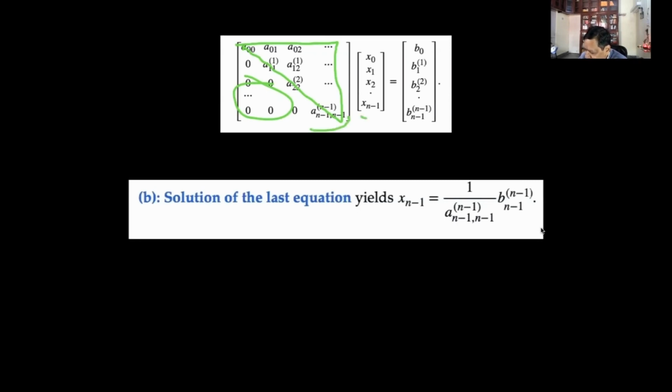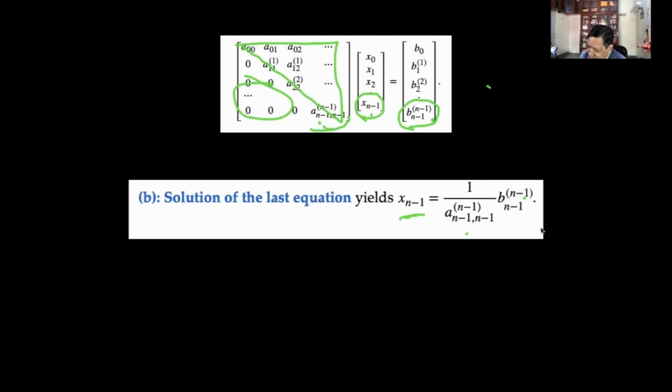We can easily compute x_{n-1}, right? What is x_{n-1}? It is this divided by this, because it has only one element in that row. This multiplied by that is equal to this. So x_{n-1} is b_{n-1}^{(n-1)} divided by this diagonal entry. Okay, so x_{n-1} is known. What about x_{n-2}?